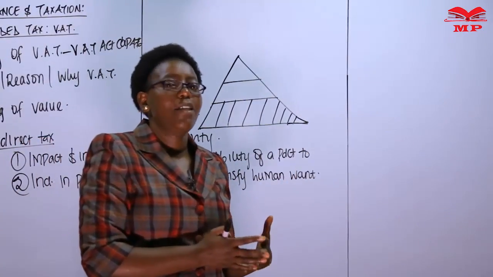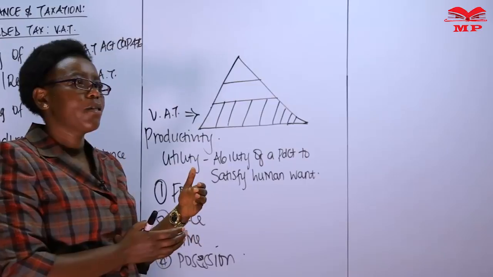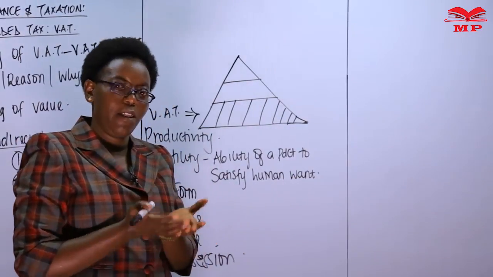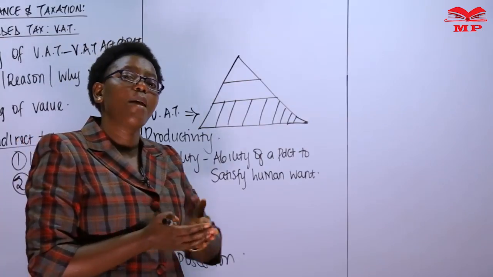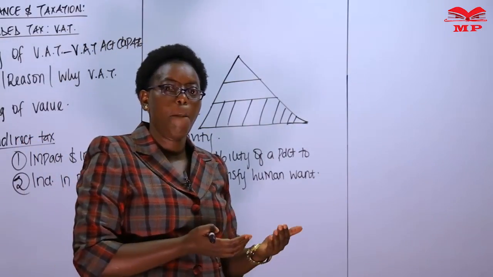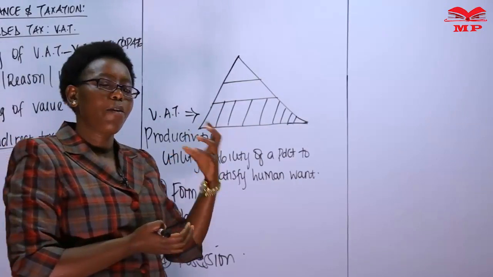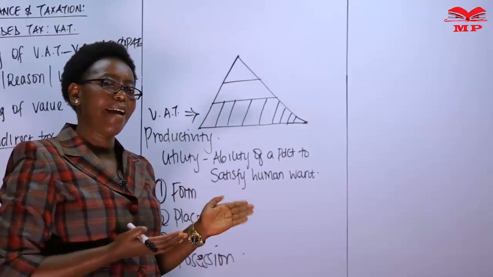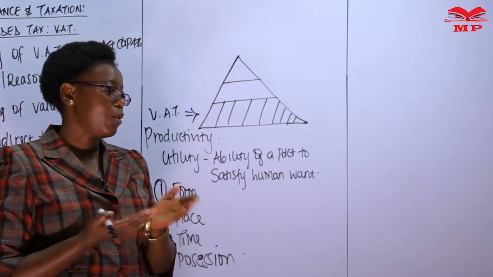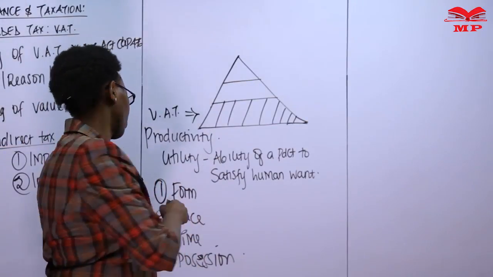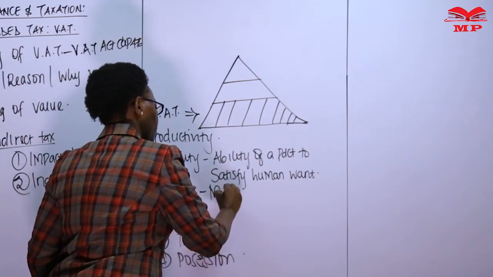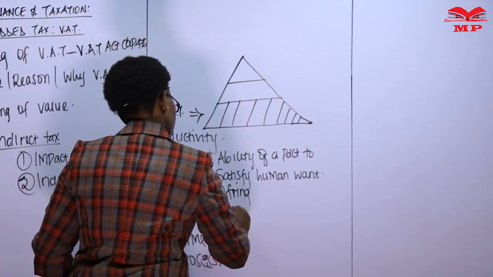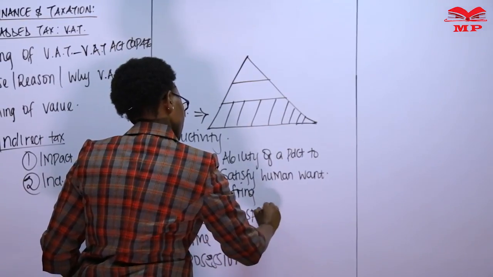That simply means that you are going to transport the goods from where they have been manufactured to the place of consumption. For example, if the goods are manufactured in Mombasa and the consumers need them in Nairobi, that is place utility. So form utility is through manufacturing. This one is through transportation.